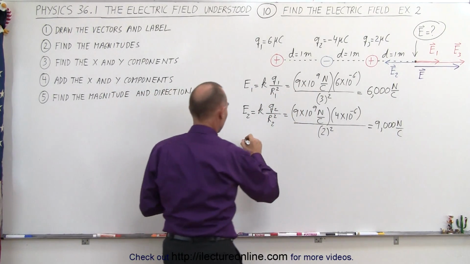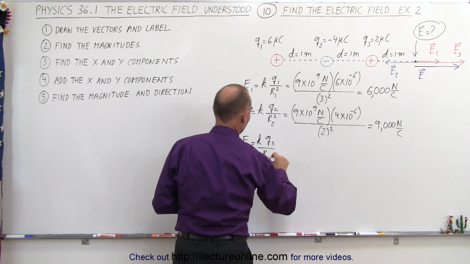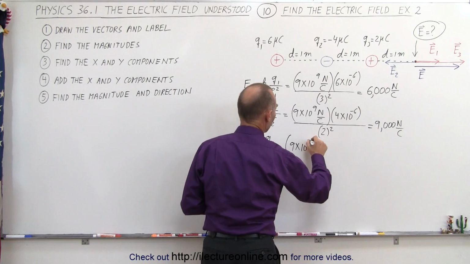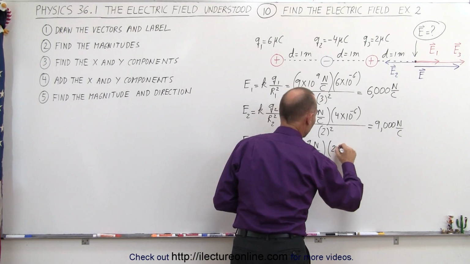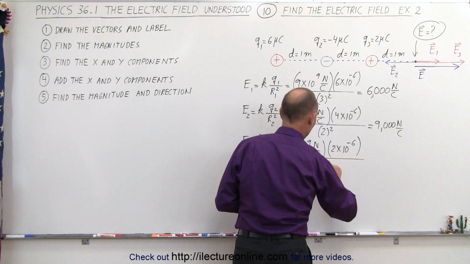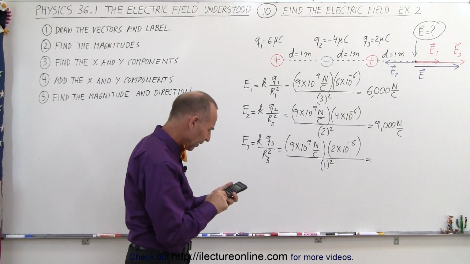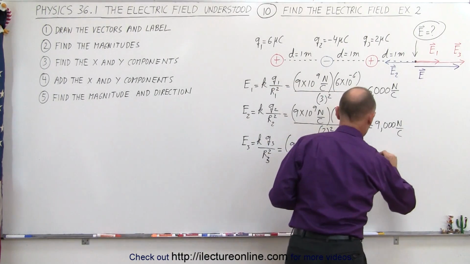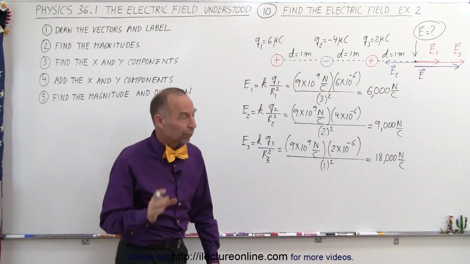So for E3, do the same thing. It's equal to K Q3 divided by R sub 3 squared. So again, we have K, 9 times 10 to the 9th, and newtons per coulomb will be the final answer, times Q3, which is 2 microcoulombs, all divided by 1 squared, because now we're only 1 meter away. So divide by 2 times 4 equals 18,000 newtons per coulomb. So now we have the magnitudes of the three electric fields.